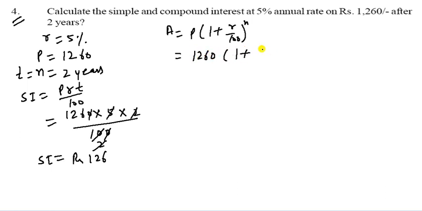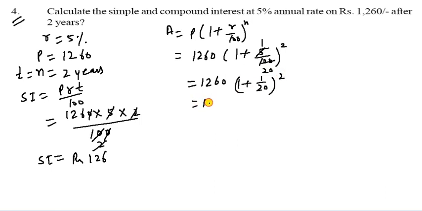Now for the amount: A is equal to P into 1 plus R upon 100 to the power N. Put the values. P is 1260, 1 plus R is given as 5%, so 5 upon 100 and whole power N, that is 2. 5 ones are 5 and 5 twenties are 100. So it is 1260 into 1 plus 1 upon 20 and whole power 2.